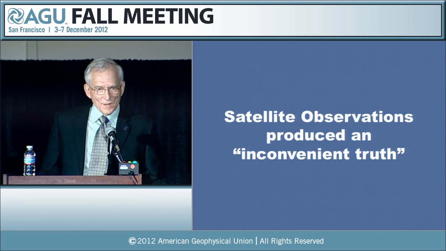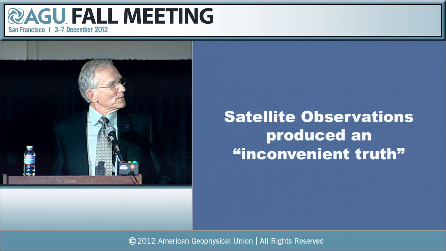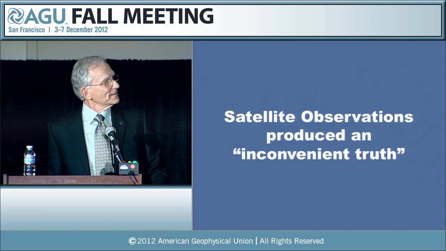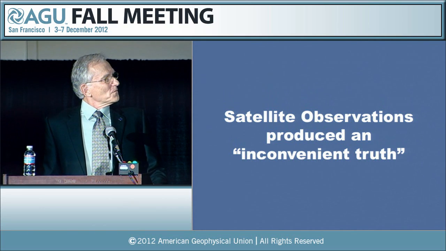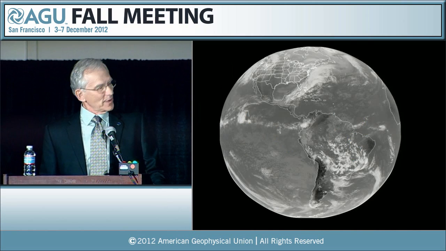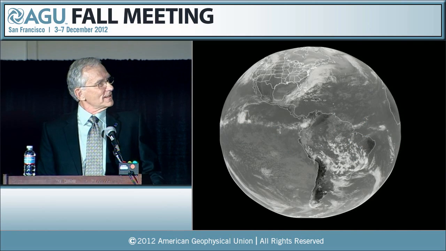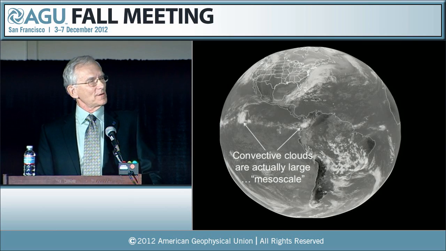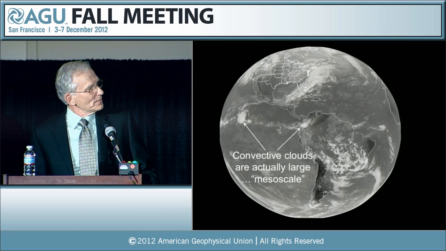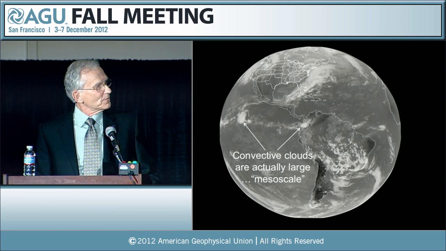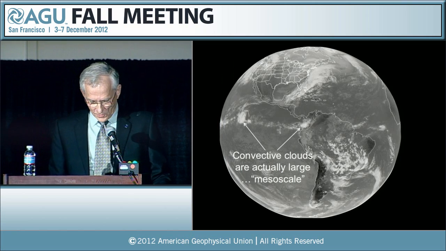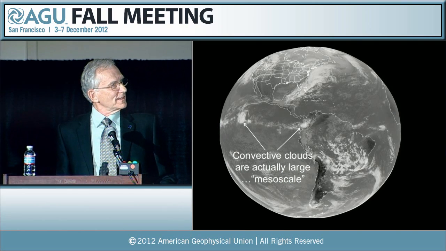But these satellite observations that were going on at the time produced what I really like to call an inconvenient truth, just because it sounds funny. And it was an inconvenient truth. This is a typical satellite picture. See, the problem was, while people were talking about this small area assumption, the satellites were showing that a lot of the clouds in the tropics are actually pretty large, what we call mesoscale, hundreds to even 1,000 kilometers across, which of course didn't fit the idea of a small area.